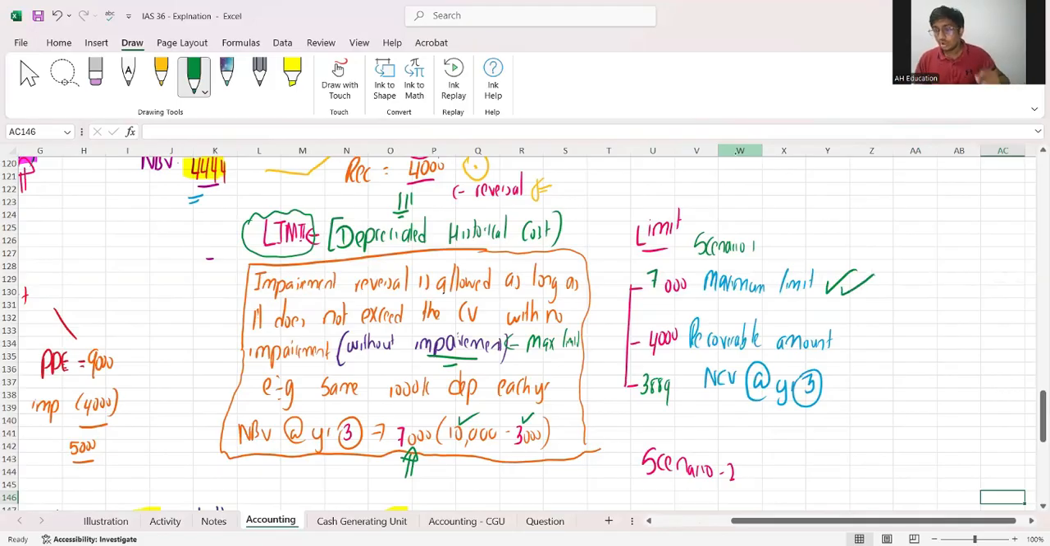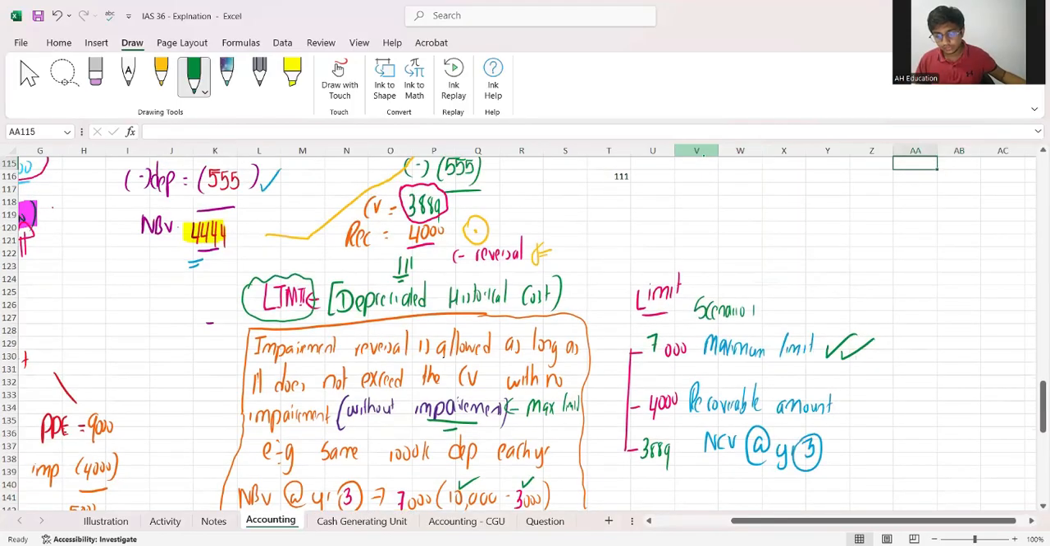So you are only allowed to reverse until 7,000 rupees. If you reverse anything that exceeds 7,000, then you are wrong. Okay. Now let us look at this instance.